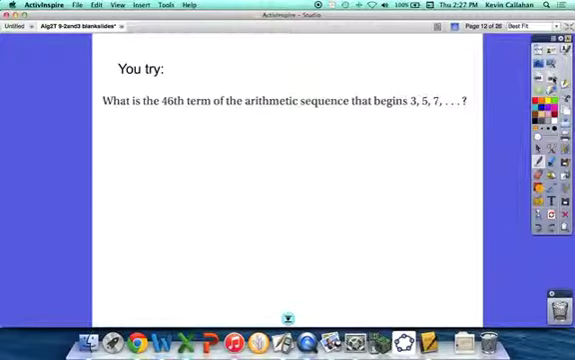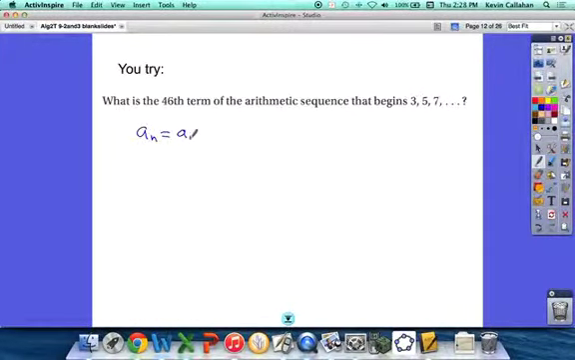Got it? What is it? A_46 is 93. How many got 93? How many got 91? Everybody get 93? Who didn't get 93? The answer is 93. That is right. A_46 is 93.